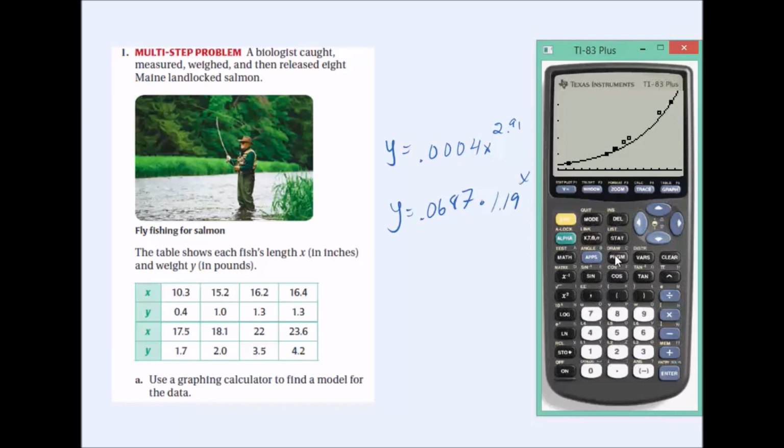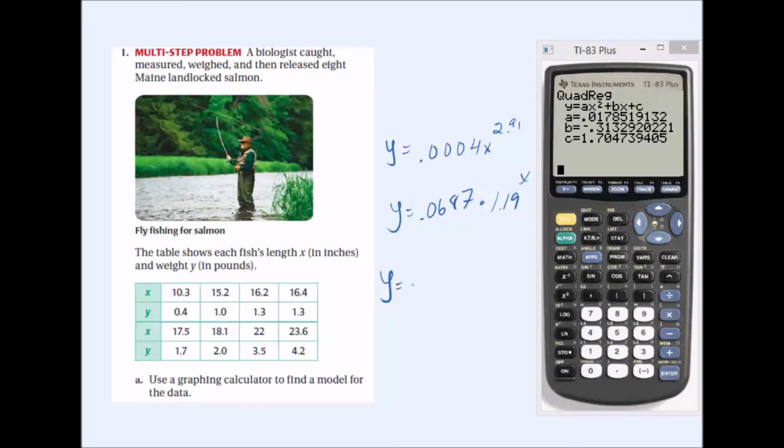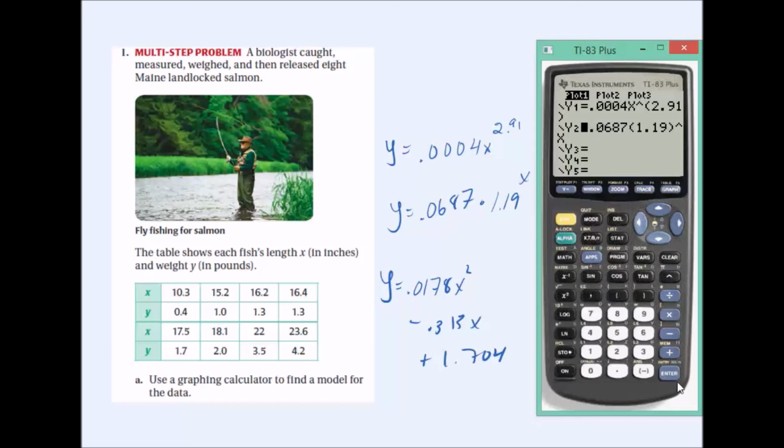So let's try another one. One of the other things that can curve like this is going to be the cubic, or the quadratic, so let's try that. I know we can only see part of it, but let's just try it anyways. So we have y equals 0.0178 x squared minus 0.313 x plus 1.704. Let's try entering that. Turn off our second trial. Okay, it looks like that model is basically perfect.